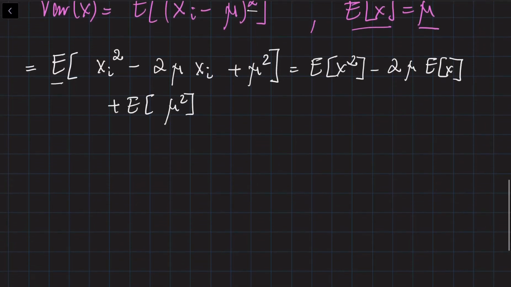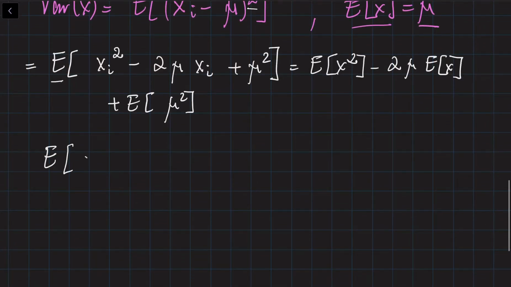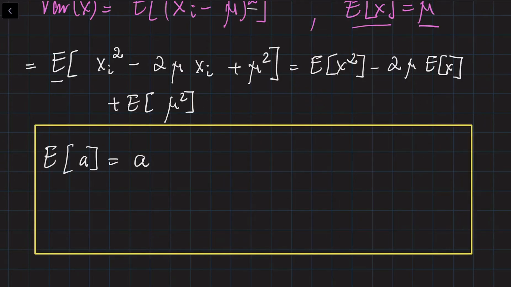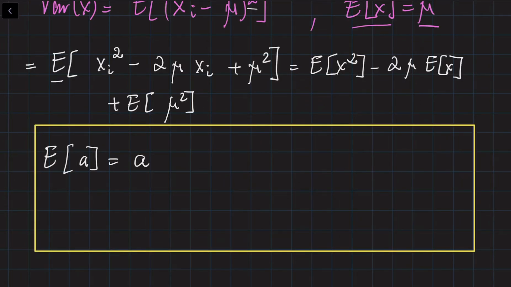I would like to remind you that the expected value of some constant is simply the constant. Let me explain why it is like this. This is just part of our proof, right? So I'm going to explain. Suppose all the values of your random variable are always a, just one value. A constant means you do the probability experiment and you always get a constant.